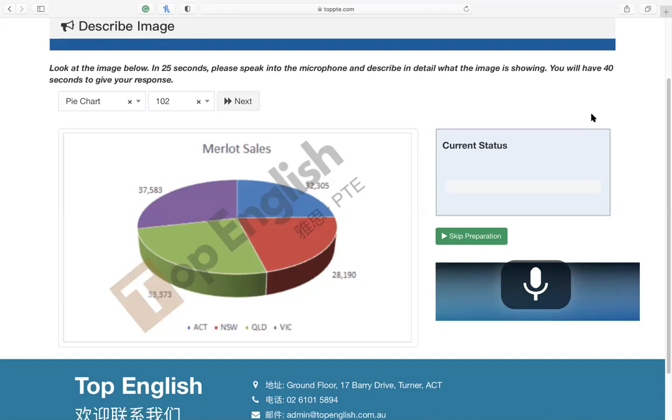On the screen, I can see pie chart. Yes. On the screen, I can see Merlot sales. On the screen, I can see 28,190. On the screen, I can see 32,305. On the screen, I can see 35,583. On the screen, I can see 33,373. On the screen, I can see ACT, States. Say ACT, NSW, QLD, and Victoria. Overall, the picture is very informative.